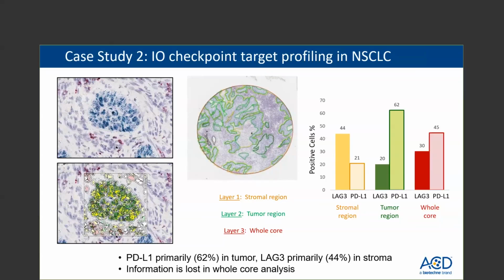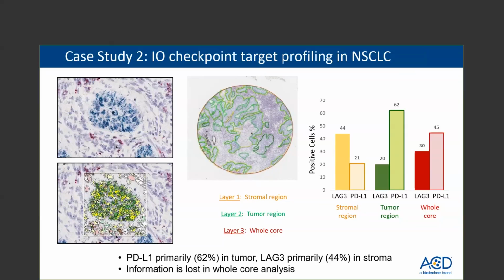Halo algorithm classifiers were used for establishing 3 layers for analysis. Layer 1 happened to be the stromal region, layer 2 was established as a tumor region, and a third layer where the whole core was assessed.